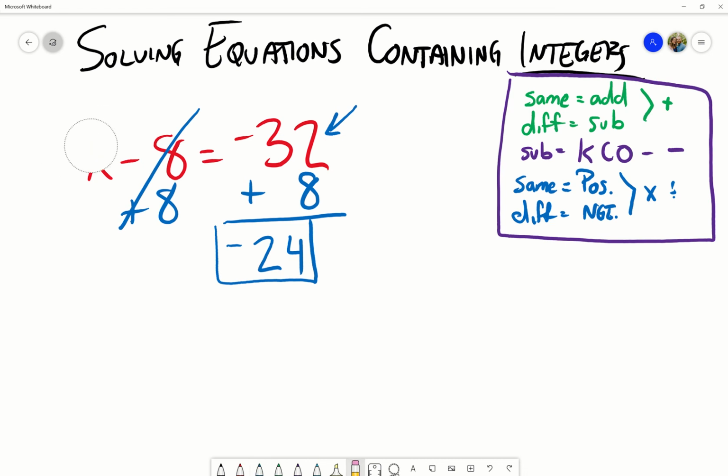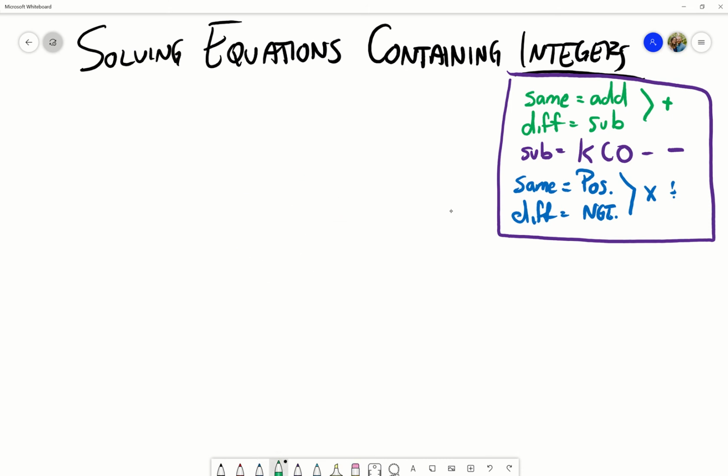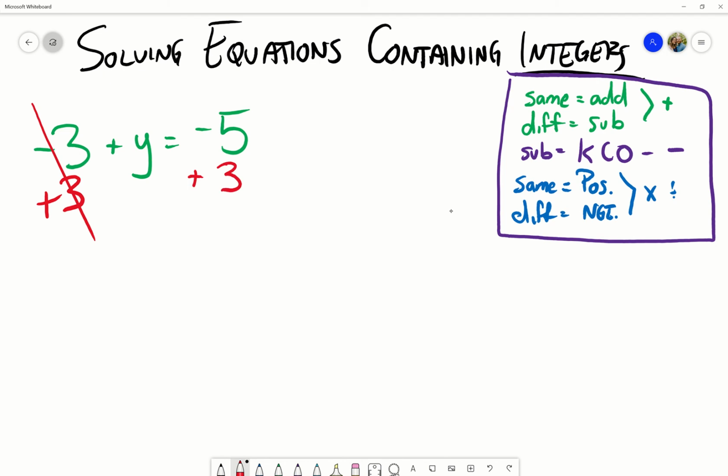All right, let's try another one. Let's say I have negative 3 plus y equals negative 5. To get rid of a negative 3, what I'm really doing is trying to get this value to 0. What can I do to negative 3 to get it to 0? Well, I can add 3. So I'm going to add 3 to this side, and I'm going to add 3 to my 5. And I come back to a different addition problem. Different signs for addition, so I'm going to subtract. 5 minus 3 is 2. And I have more negatives, so my answer is negative 2.